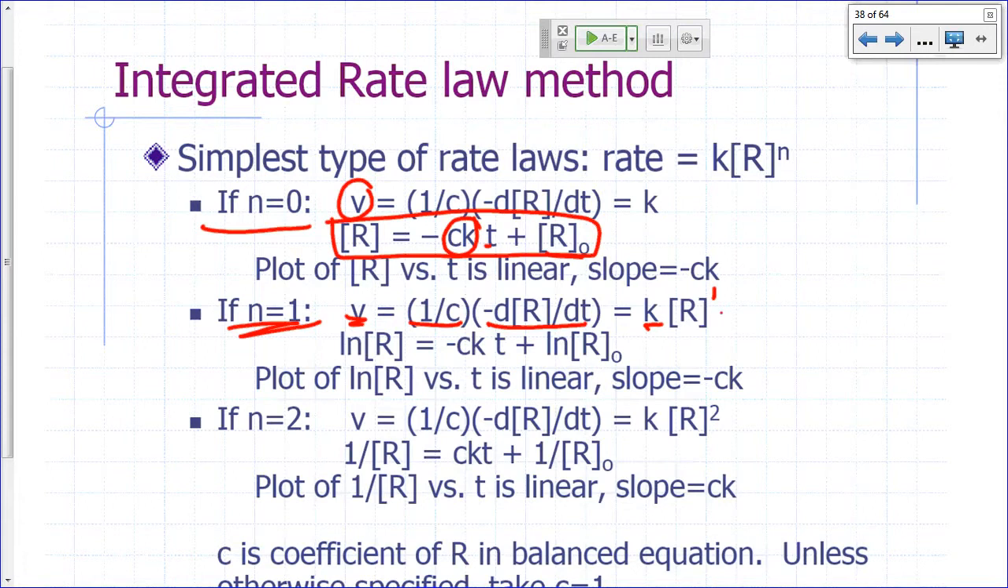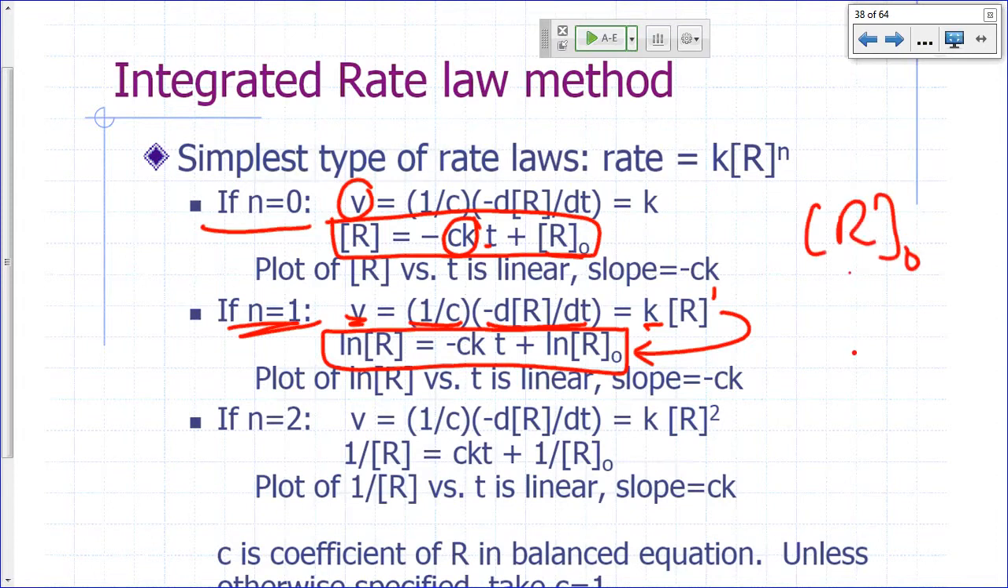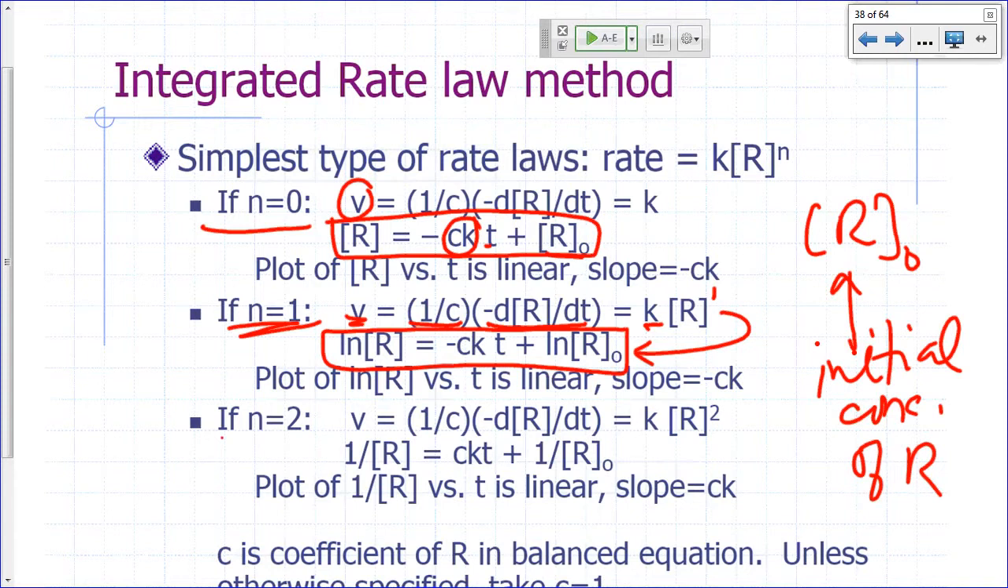Again, this is the differential equation, and if you solve it, you'll find that the natural log of R is equal to some constant times time plus the natural log of R naught. R naught is just the concentration of R at time 0, so that would be your initial concentration of R.